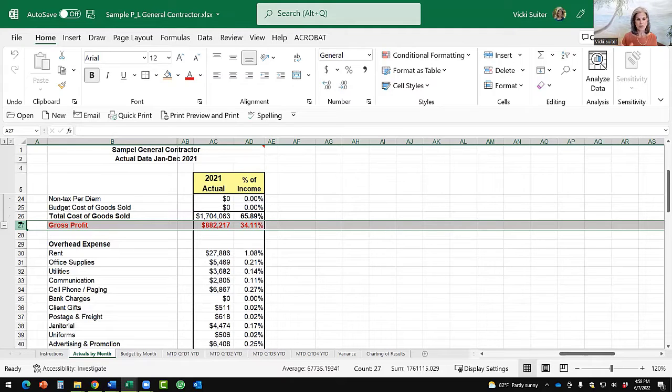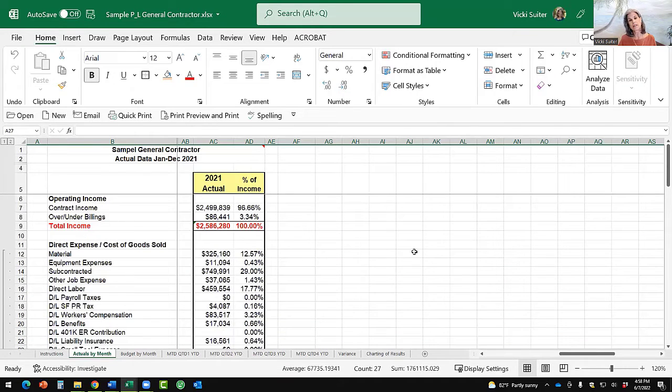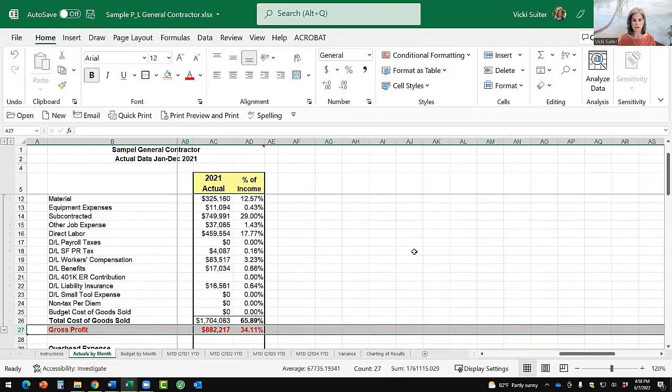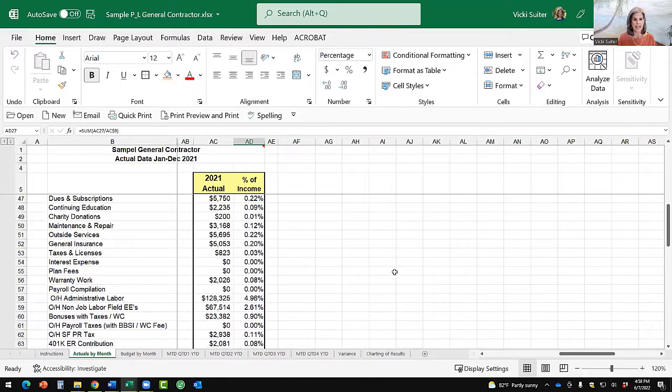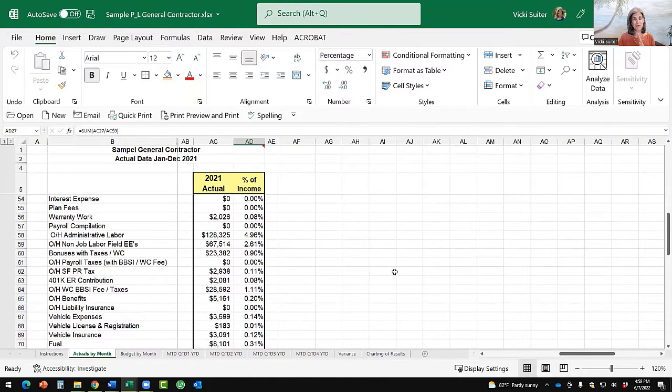Gross profit margin in this case for this general contractor is 34%. For a company that does 2.5 million, that's a decent gross profit margin. You should be looking at around 35%. I will say one thing though: if you do really small jobs and they're service jobs, you should actually have a much higher gross profit margin, somewhere between 35 and 40%. But that's a deeper topic than we're going to go into today.